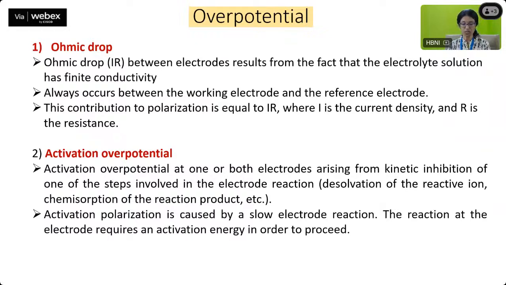Then there is activation overpotential. When the electrode reaction is happening at one or both electrodes, you will find some kinetic inhibition of one of the steps involved in the electrode reaction, like dissolution of the reactive ion or chemisorption of the reaction product. This is caused by slow electrode reactions. You have a slow electrode reaction, so how can you jumpstart it to start the proper reaction? This reaction at the electrodes requires an activation energy in order to proceed, and this gives rise to the activation potential. So this is to overcome the reaction of the slow electrodes.